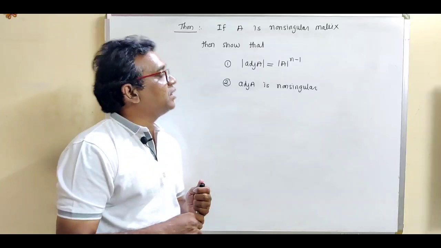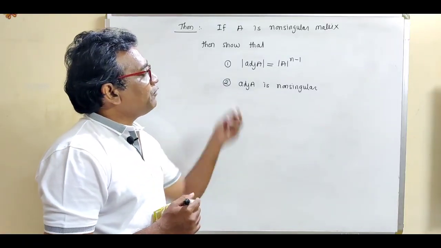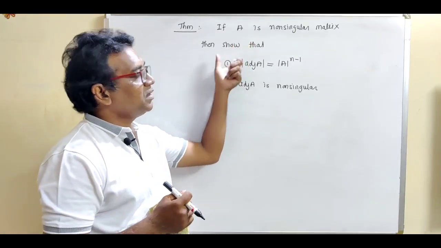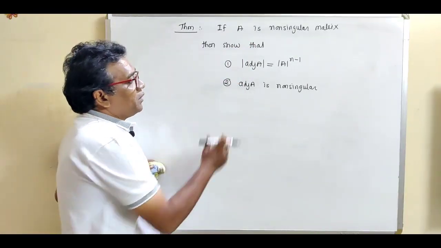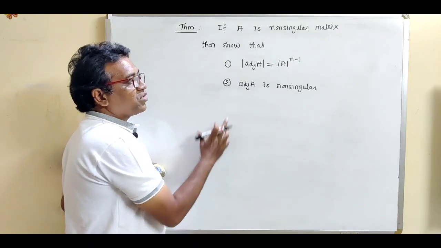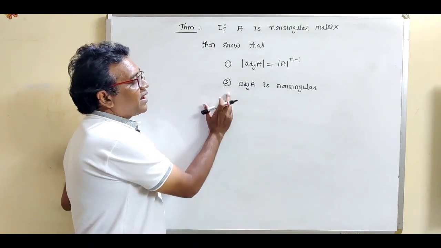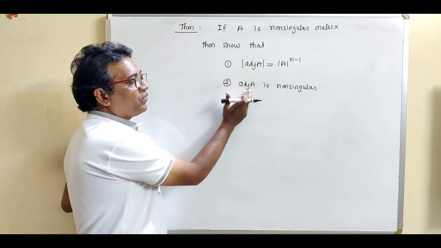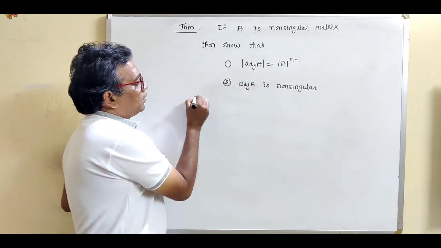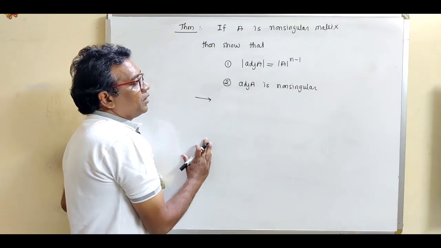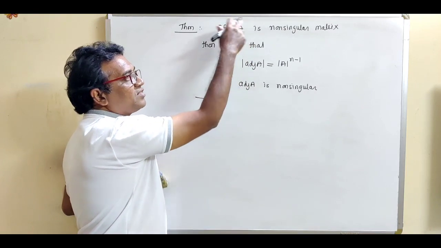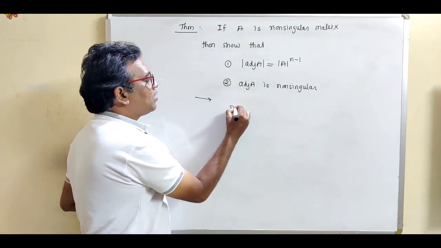Now let us prove third theorem. If A is a non-singular matrix, this is given, then show that determinant of adjoint of A is equal to determinant A raised to n minus 1, and secondly prove that this adjoint of A is a non-singular matrix. So write down the proof. Now see what is given. We are given this matrix A, it is a non-singular matrix.